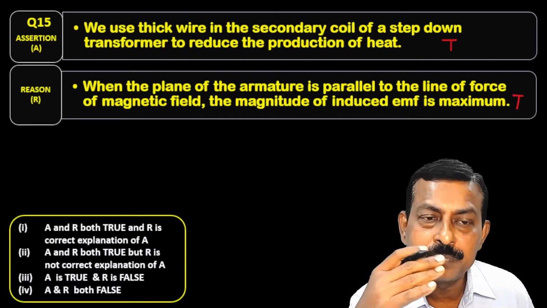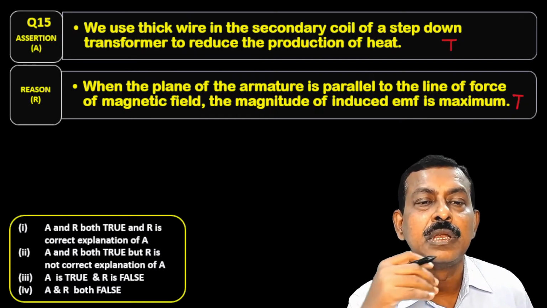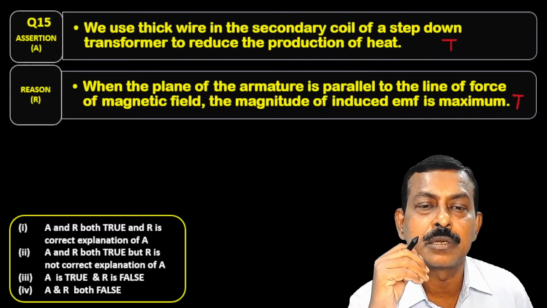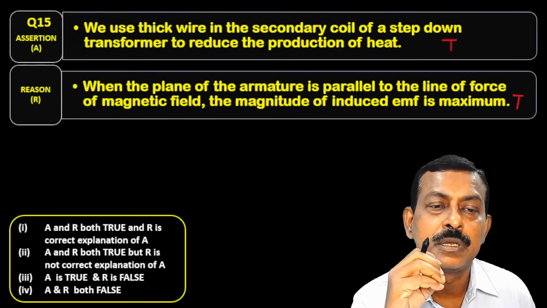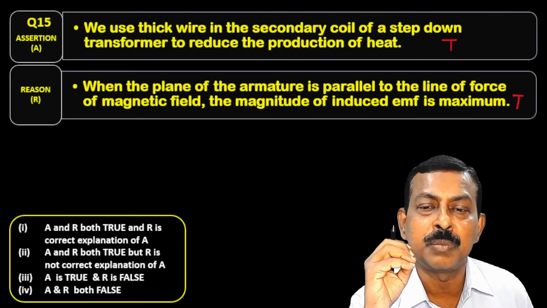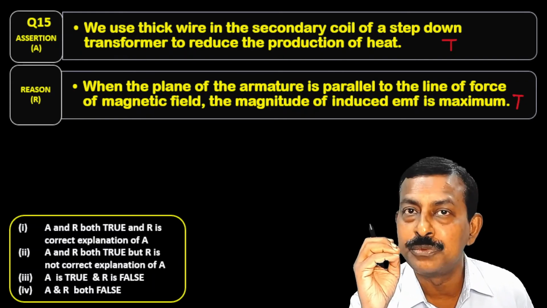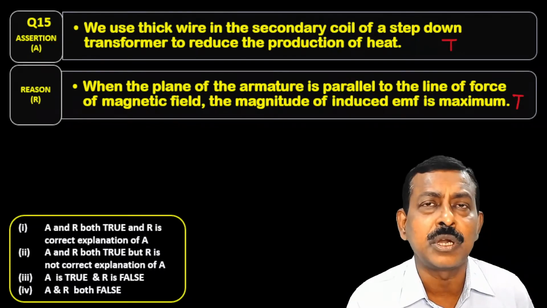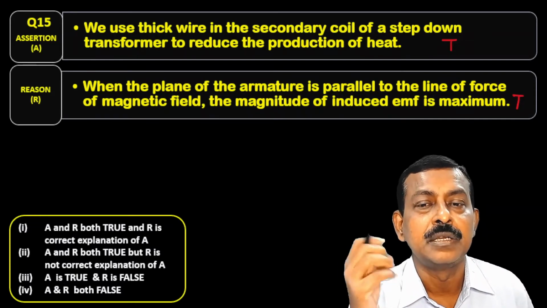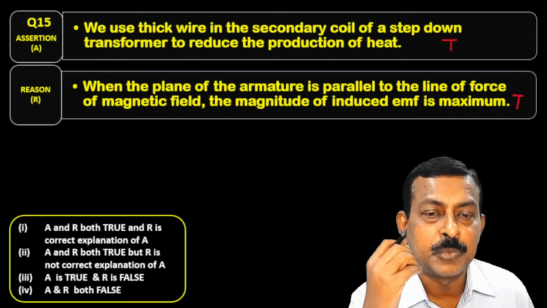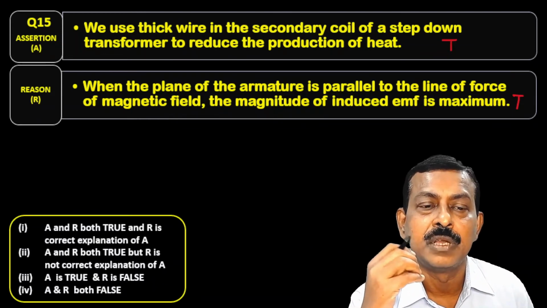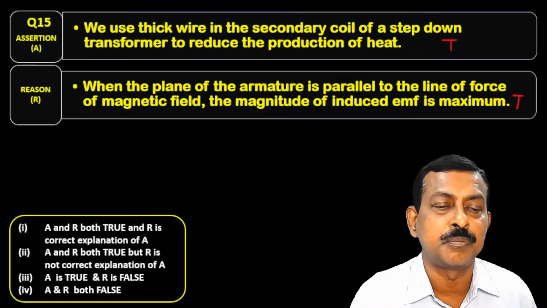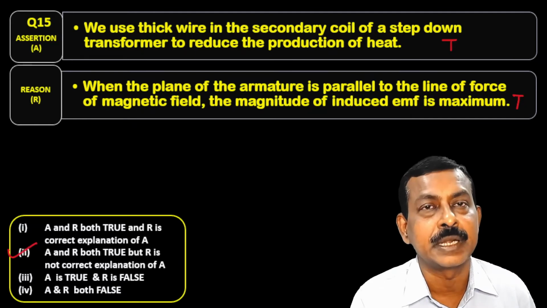Now, let's see the assertion and reason together. We use thick wires in the secondary coil of a step-down transformer to reduce the production of heat because when the plane of the armature coil is parallel to the line of force of the magnetic field, the magnitude of the induced EMF is maximum. Now, this is not explaining how the use of thick wire in the secondary coil will produce a lesser amount of heat. So assertion and reason both are true, but the reason is not explaining the assertion. So the second one will be the correct option.